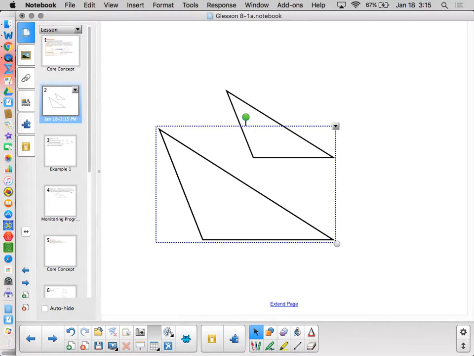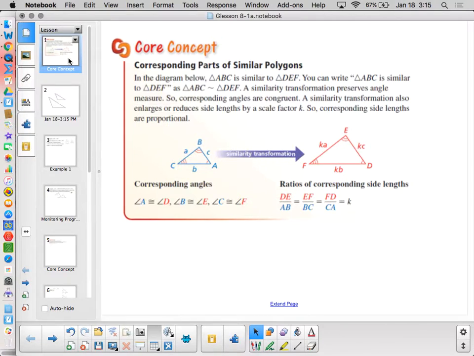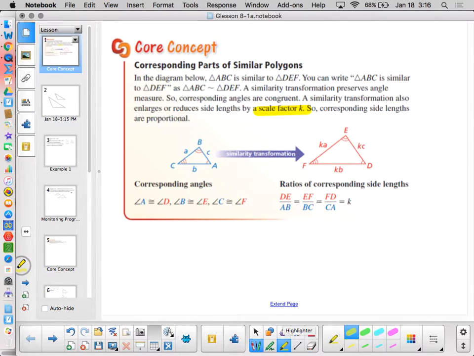So the corresponding angles are congruent, but the corresponding sides are proportional. And that ratio between the corresponding sides is what we call our scale factor, K. And you'll notice that in the definition here, scale factor K. That's the ratio of the corresponding sides. And all the corresponding sides will reduce to exactly that same ratio, K, that scale factor. So this is what we're going to be working with in similarity. We're going to be spending this entire chapter talking about similar figures and finding proportional sides and scale factors and that sort of thing.